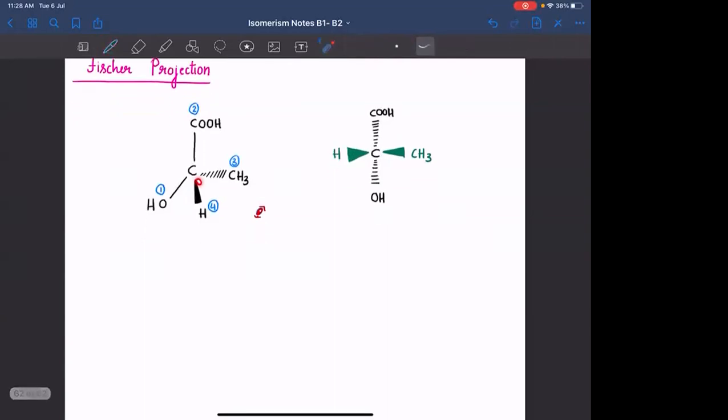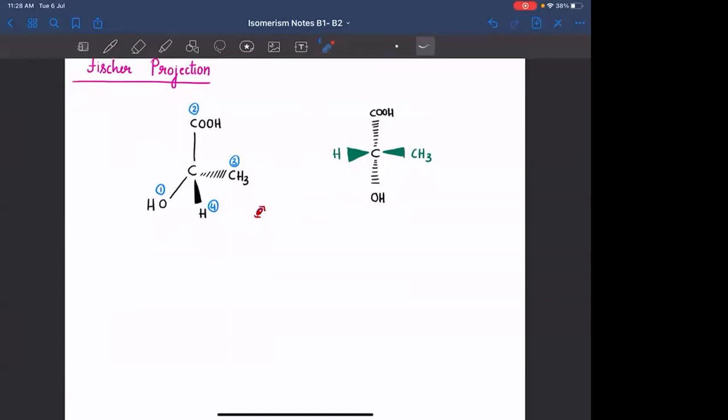This particular molecule, when seen from here, you can see two bonds coming towards this eye and two bonds going away from the eye. Something like this. These two are coming towards you, and these two are going away from you. The bonds which are coming towards you are present on the horizontal line. The bonds which are going away from you are present on the vertical line. Right?